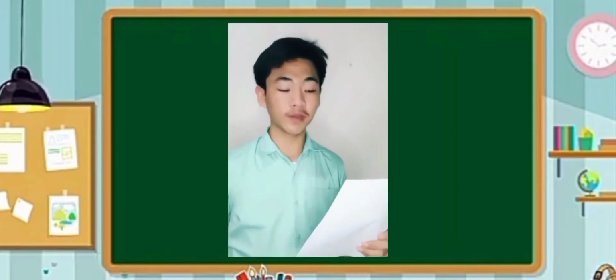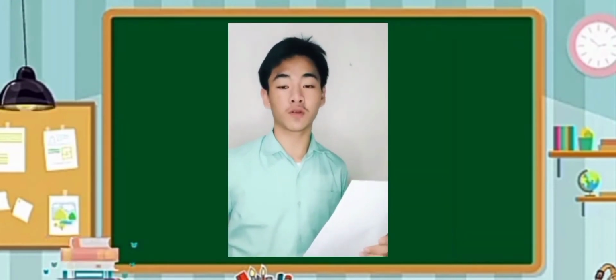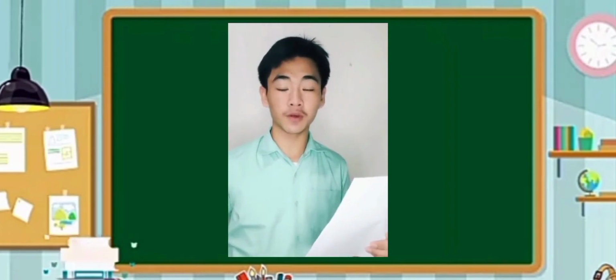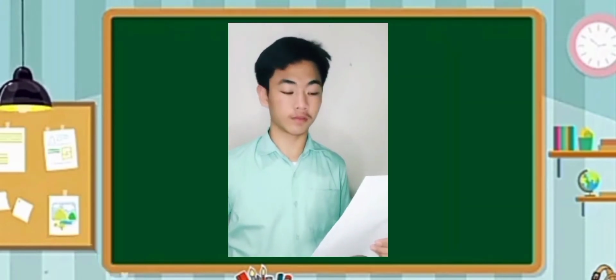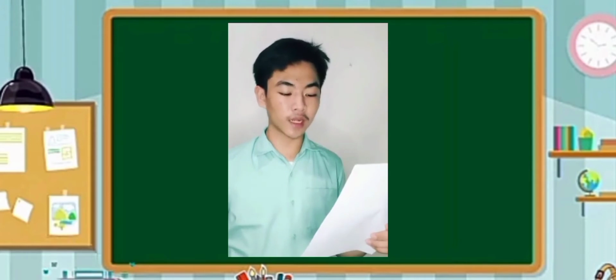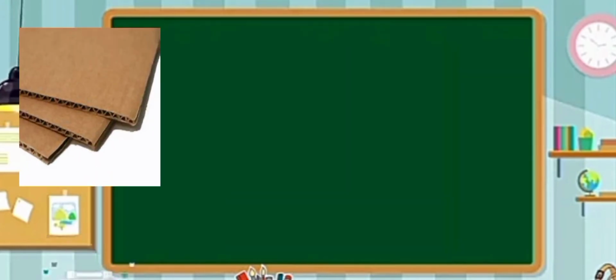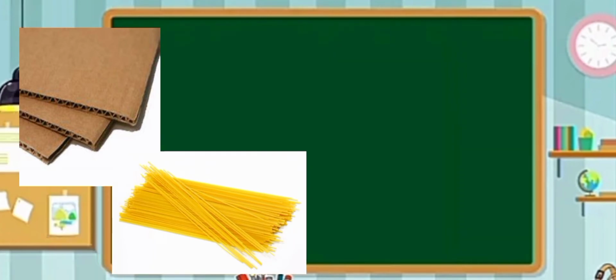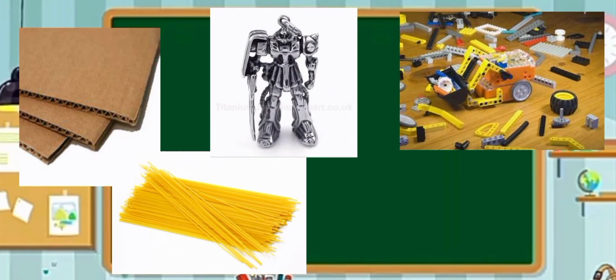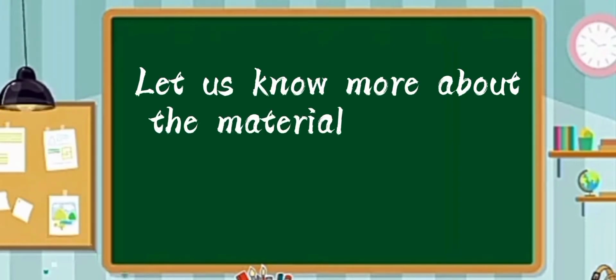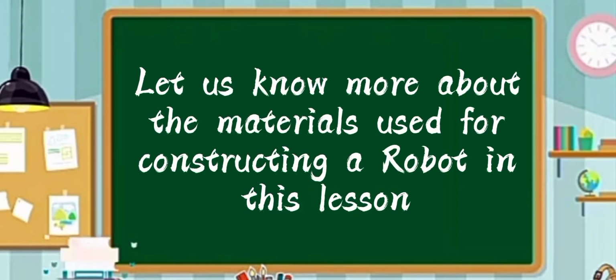In selecting the correct materials to be used in a robot construction and design, it is important to know what will be the use or function of a robot. There is an array of materials that can be used in constructing a robot: cardboard, uncooked spaghetti noodles, Lego bricks, titanium, and even carbon fiber casts. Let us know more about the materials used for constructing a robot in this lesson.